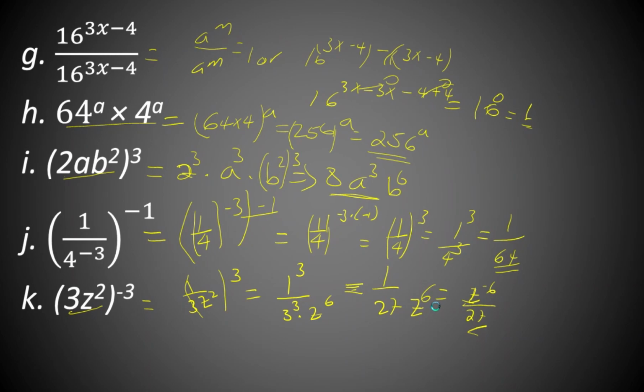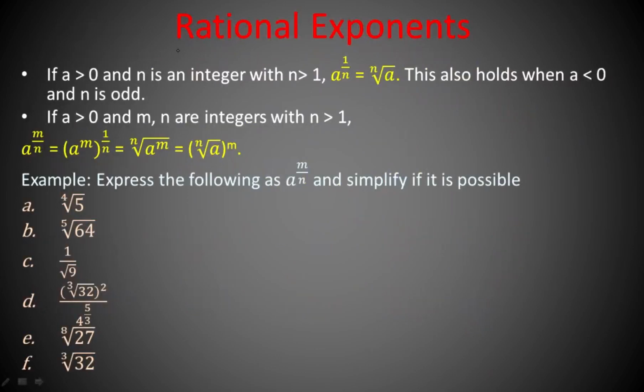Okay, the other one is actually the rational exponent. This is similar to, or the same as, what we have seen before. The only difference from the previous one is that the exponents are rational. Previously we have seen that the exponents are integers, but for this context, our exponent is rational.